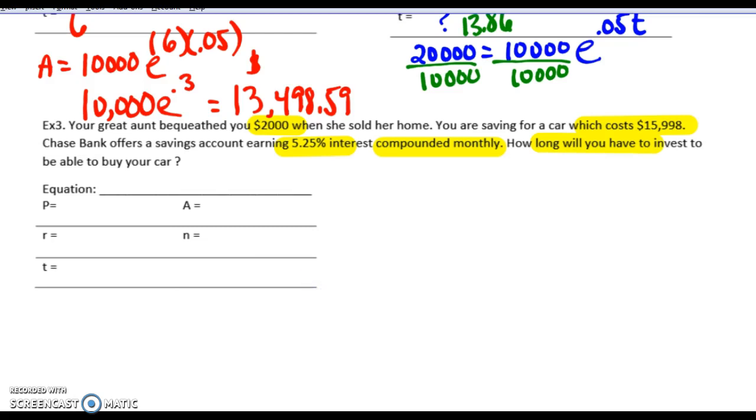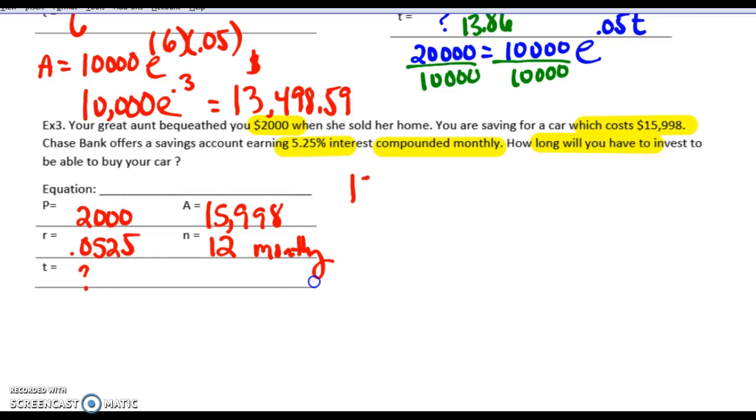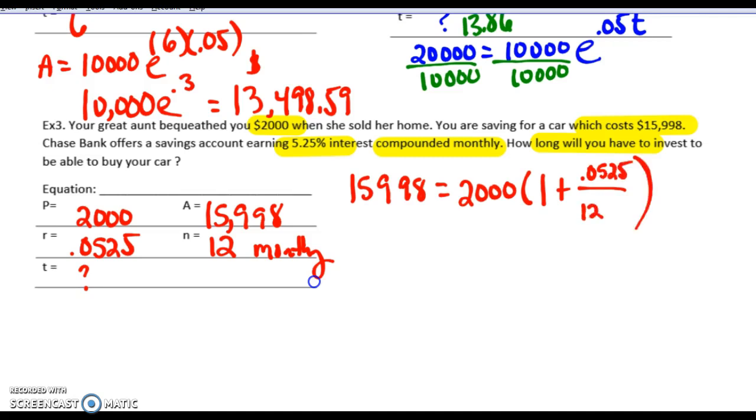So if we start filling in what we have, $2,000 to start with. We want to end up with $15,998. Since we're compounding monthly, that means n is 12. Our compounding is 12, and we're earning 5 1/4%, 0.0525, and we're solving for time. So 15,998 when I start with 2 grand, and I'm going to do 1 plus 0.0525 all over 12, and then this is going to be to the n times t, 12 times time.